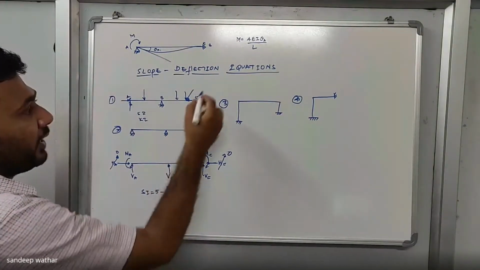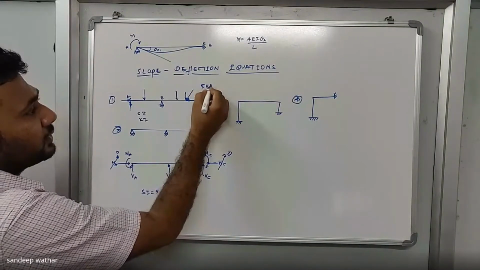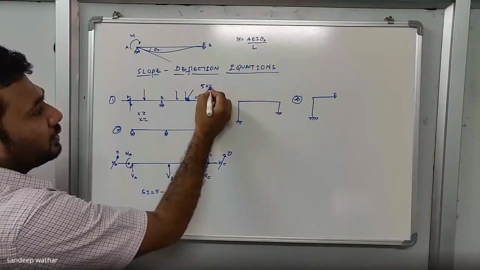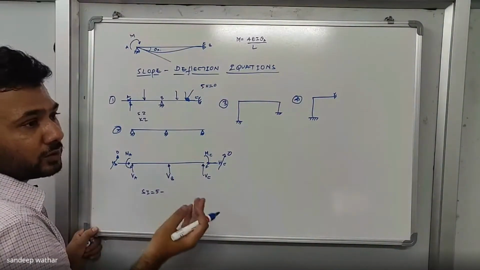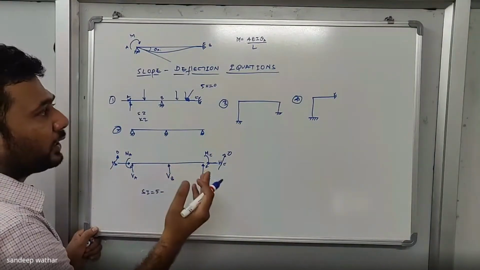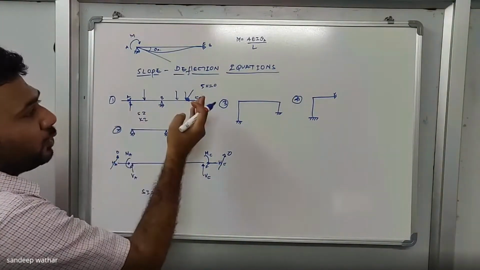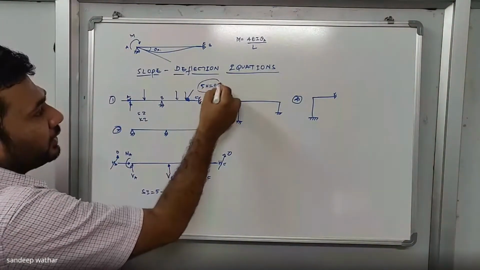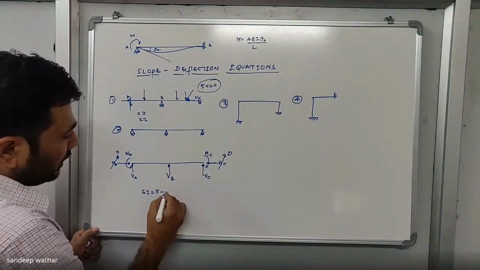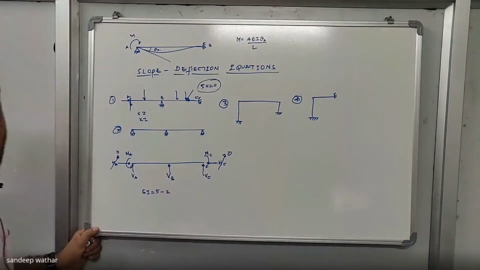I cannot consider sigma H equal to 0 because there is no horizontal force or inclined force. If there is no inclined force, there are no horizontal reactions. No horizontal reaction means I should eliminate sigma H equal to 0. Now only two equilibrium equations will be left over: one is the summation of all vertical force equal to 0, and the other is the summation of moment equal to 0.